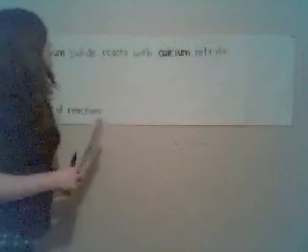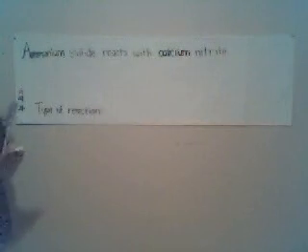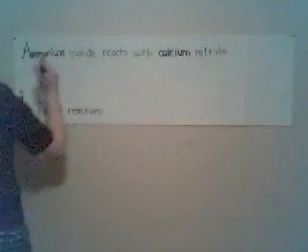Sulfide reacts with calcium nitrate. So, the first thing you gotta do is name your ions. Your first ion is ammonium sulfide, so you have two. You look at the back of your periodic table for ammonium, and it's there. It's NH4, so you write that down.